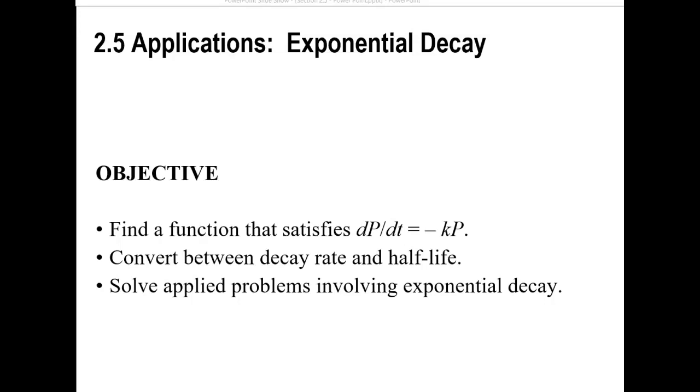In this video, we're going to cover section 2.5, another section on applications, this time of exponential decay. So our objectives here are to find a function that satisfies the equation dP/dt = -kP. The only difference from the last section, when we were talking about the function where that was positive. Convert between decay rate and half-life, and then solve applied problems involving exponential decay.